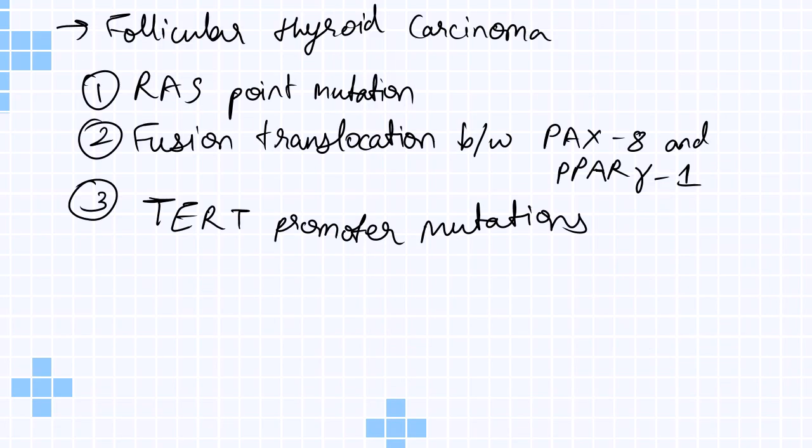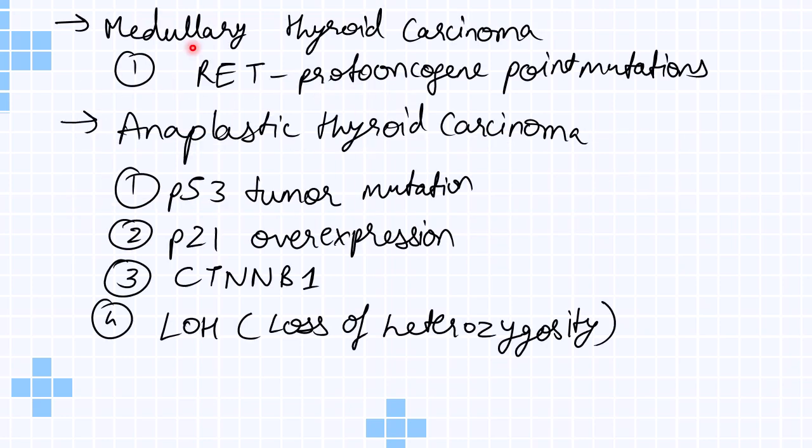The important genetic mutations associated with follicular thyroid carcinoma include RAS point mutation, fusion translocation between PAX8 and PPAR gamma 1, and TERT promoter mutations. For medullary thyroid carcinoma, the important mutation is RET proto-oncogene point mutation. For anaplastic thyroid carcinoma, the important genetic abnormalities include p53 tumor mutation, p21 overexpression, CTNNB1 mutation, and loss of heterozygosity.